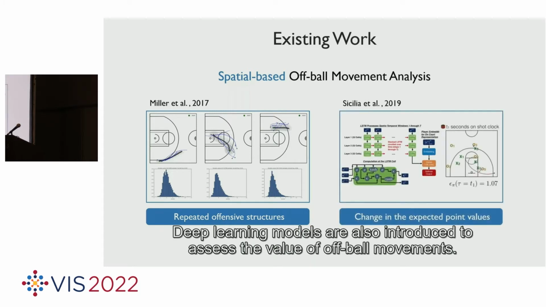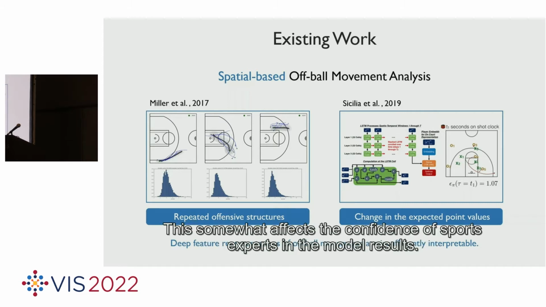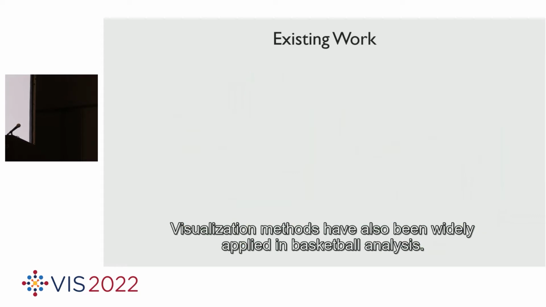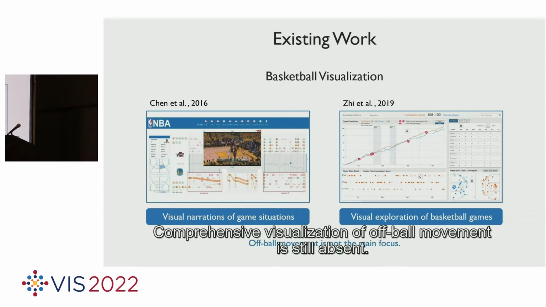Deep learning models are also introduced to assess the value of off-ball movements. Although useful, the deep learning features are often insufficiently interpretable. This somewhat affects the confidence of sport experts in the model results. Visualization methods have also been widely applied in basketball analysis. However, these works are mainly based on box score statistics and play-by-play data. Comprehensive visualization for off-ball movement is still absent.